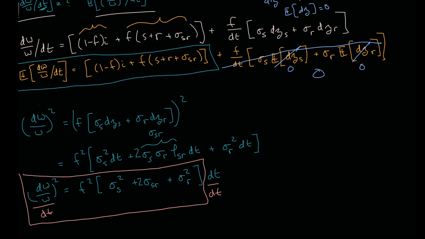So there you have it, the expected value of dW over W divided by dt and dW over W squared divided by dt. In the next video, we'll look at maximizing the utility function and finding the optimal f for an agent in this economy.